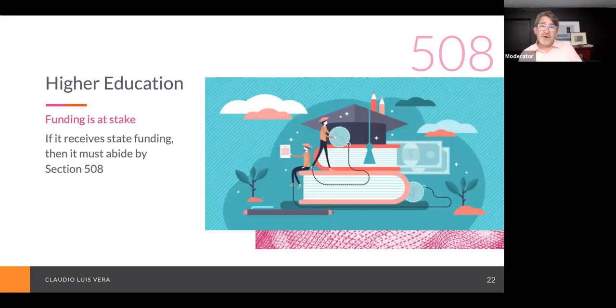When it comes to higher education, Section 508 also affects them. So if you have a major state university and that gets any kind of funding from the Department of Education, then it must abide by Section 508. So higher ed has been one of the biggest advocates of accessibility, because not being accessible becomes a massive, massive threat to their funding. So this is a very crucial issue for higher ed.